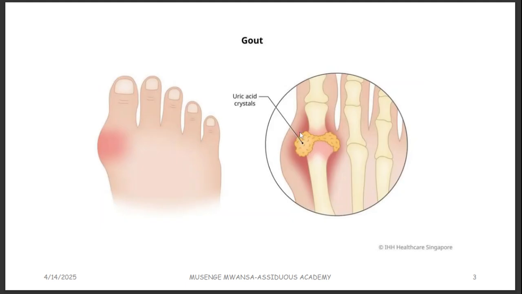So these are the uric acid crystals. You can see they get deposited on the joint, and so there is inflammation. You can see redness, swelling there. Okay.